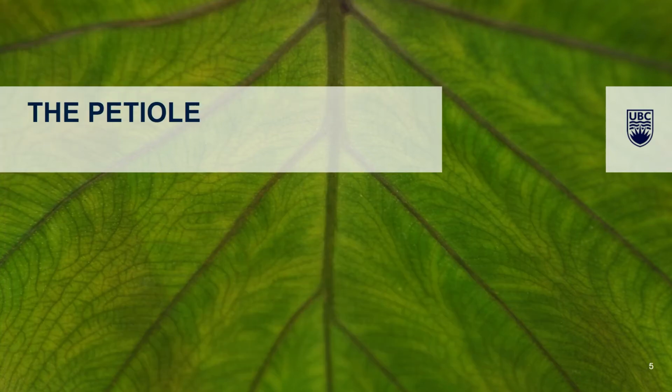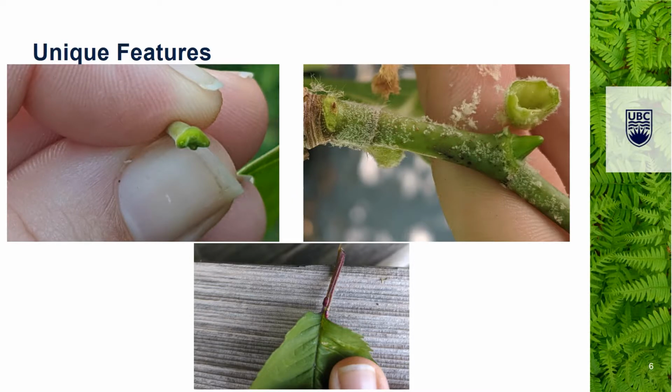We're going to start with the petiole, which is the stalk at the base of the leaf that attaches the leaf to the twig. The petiole can provide a lot of information. On the top left here, we have the petiole of Populus balsamifera. Most petioles are round, but in the Populus genus, there is a flattened petiole.